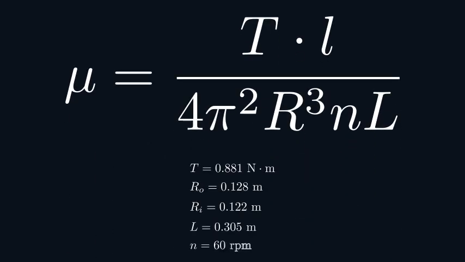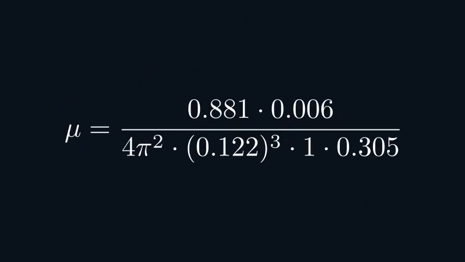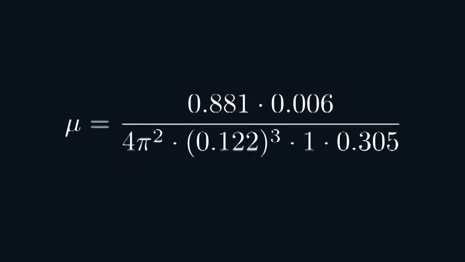Now, we can solve our problem. We are given all the information we need: the torque, the dimensions of the cylinders, and the rotational speed. First, we calculate the gap width L by subtracting the inner radius from the outer radius. And we need our rotational speed, N, to be in revolutions per second, not per minute. With all our values in the correct units, we can now substitute them into our equation.